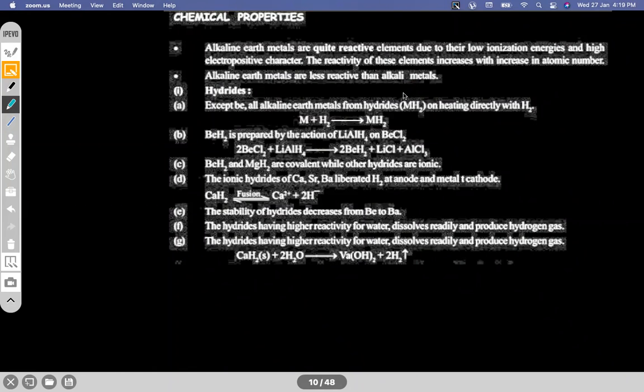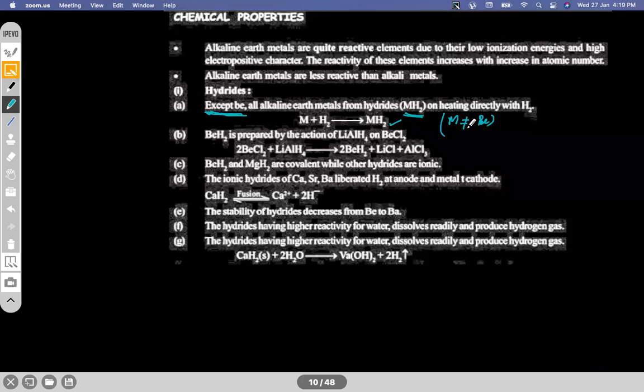We know the reason: ionization energy. Hydrides of this, except beryllium, this is important here. You see, except beryllium, all alkaline earth metals form hydrides of MH2 type, on heating directly with H2: M plus H2 gives MH2, where M is not equal to beryllium. Always, if you want to choose one different behavior of an element in a group, you should go with the first element because it shows abnormal properties.